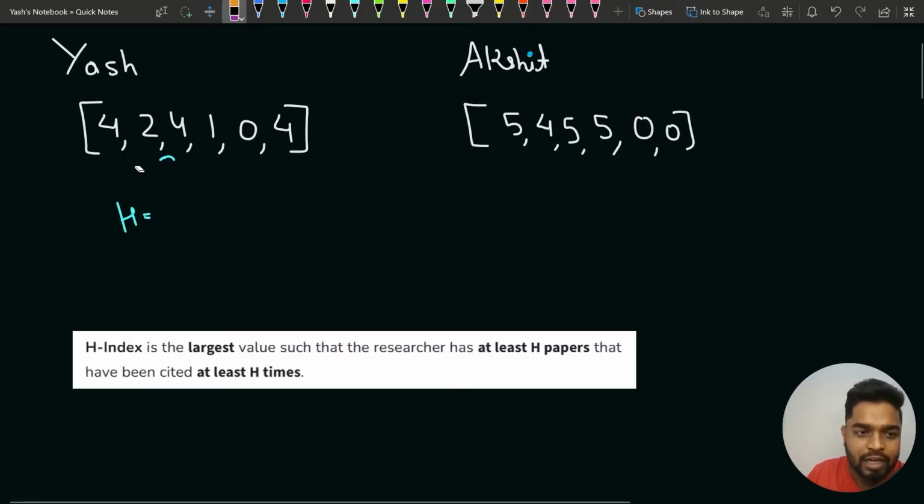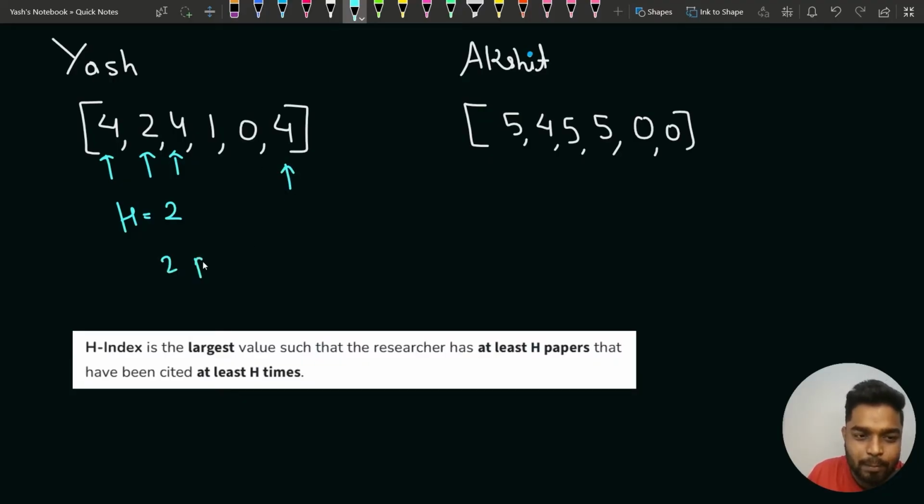Now think about H is equal to 2. Are there at least two papers which have been cited at least two times? Yes, you can see here these are the papers which have been cited at least two times. So there are at least two papers which have been cited at least two times.